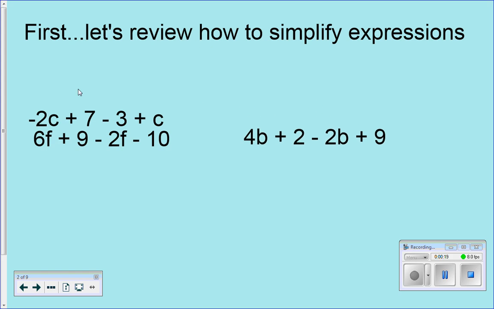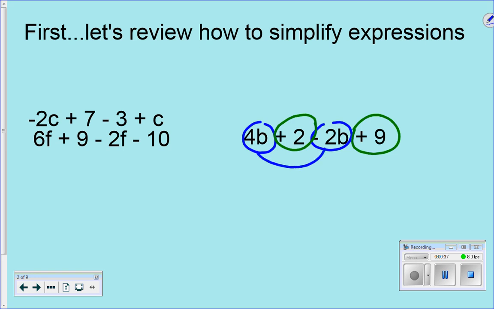If I had this 4b plus 2 minus 2b plus 9, what would I do to start simplifying this, Connor? Okay, so b's and b's, right? And then maybe your constants. Remember what a constant is? It's anything without a variable. So I'm going to take 4b minus 2b, and that's 2b. 2 plus 9 is positive 11. So this is what my answer would be.